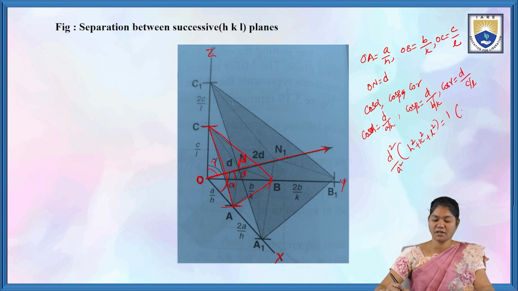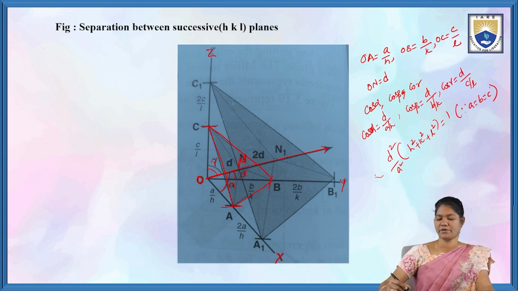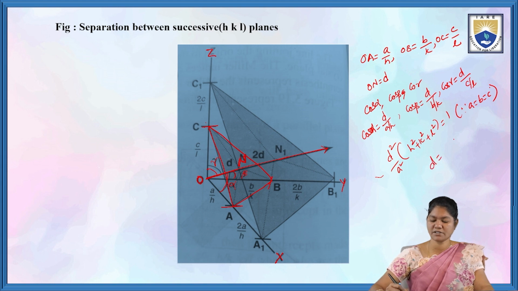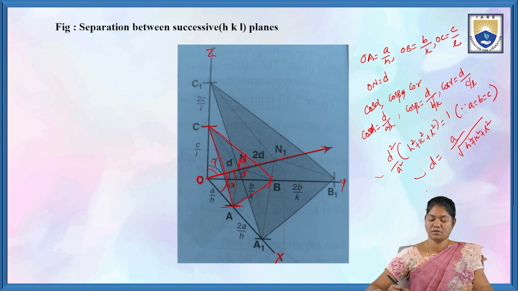So when A is equal to B is equal to C, for a cubic system, we got this value. So from this, D is equal to A by root of H square plus K square plus L square. So this is the D for the ABC plane.